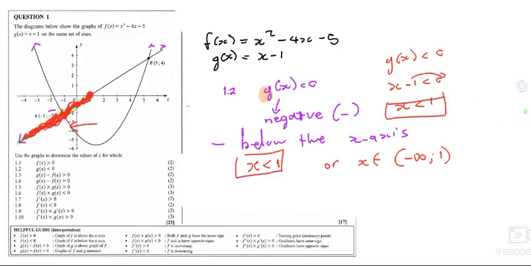So if they asked where is g of x positive, where are the y values of g positive? Above the x-axis. It starts being above right there. When does it start being above? In terms of x values, it starts being above from 1 right there. So you must be able to see from 1 all the way to the right, my y values are positive. You can see that x is greater than 1. For every x value greater than 1, my graph is going to be positive in terms of y values.